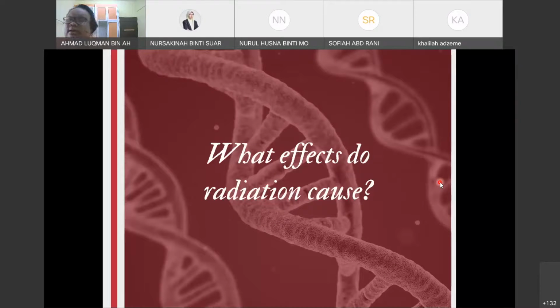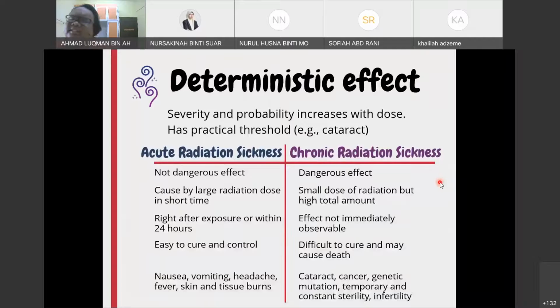Now that we have gone through the mechanism, we're going to see what effects radiation causes. There are 2 effects: the deterministic effect and the stochastic effect, which the other group has covered some part of. The deterministic effect is where the severity and probability increase with dose, and it has a practical threshold. It includes acute radiation sickness and chronic radiation sickness.